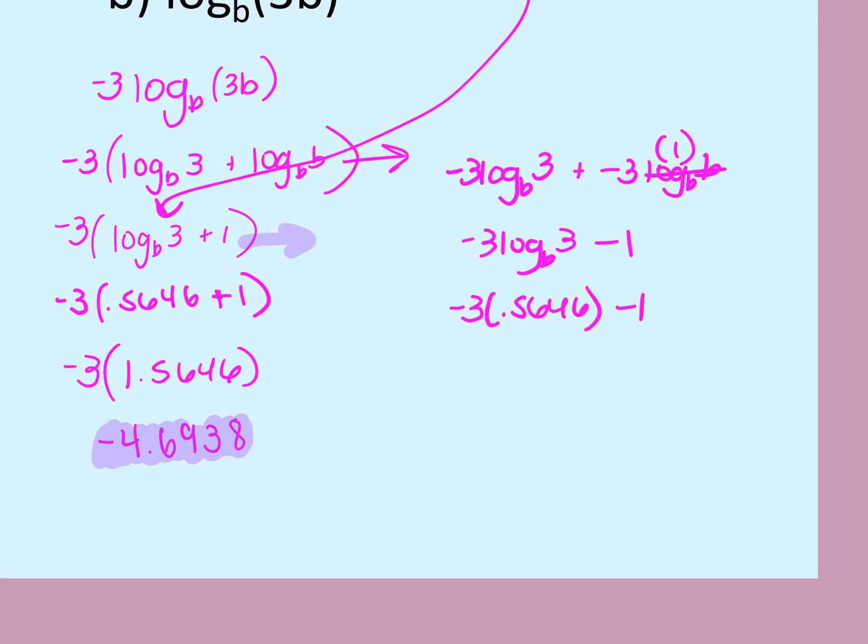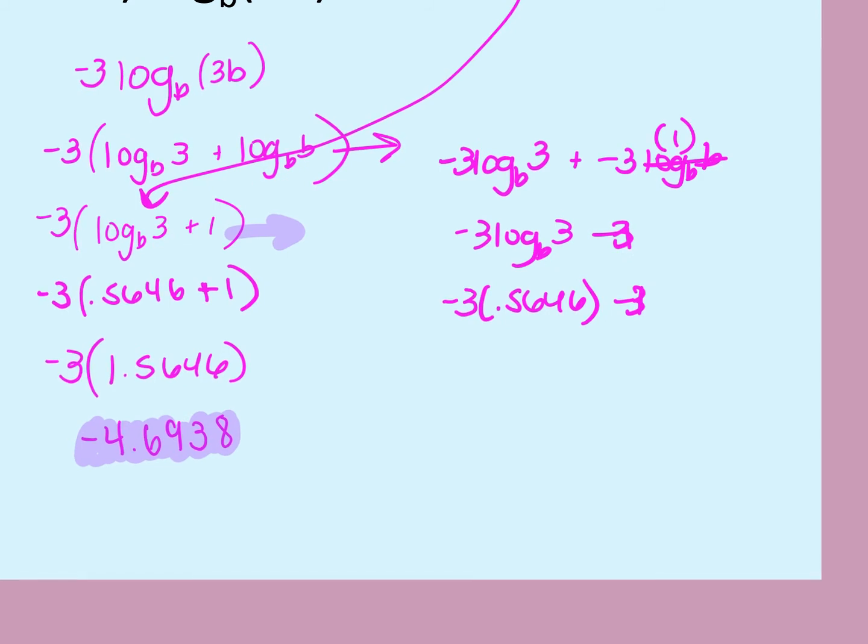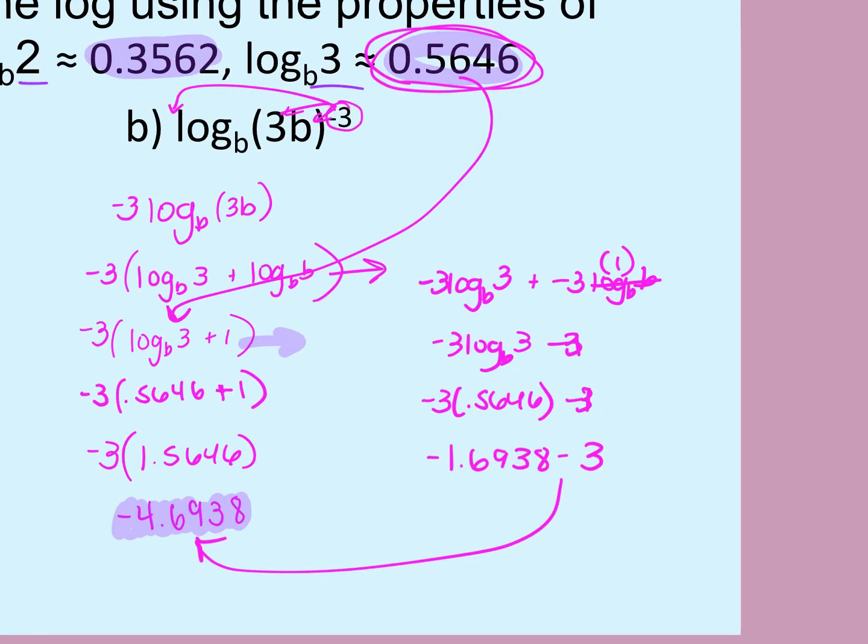It's negative 3 times 1. Oh, negative 3, sorry. Yes. And then it's multiplying it. So 3 times 0.5646 is 1.6938, minus 3. Same answer. So wait, it doesn't matter? I could have distributed a negative 3 to each of these from the beginning, log base b of 3 to the negative 3 and b to the negative 3, then split them, then bump the exponent. So it doesn't matter which way you do that as long as it gets all of it. It all would have answered the same way.